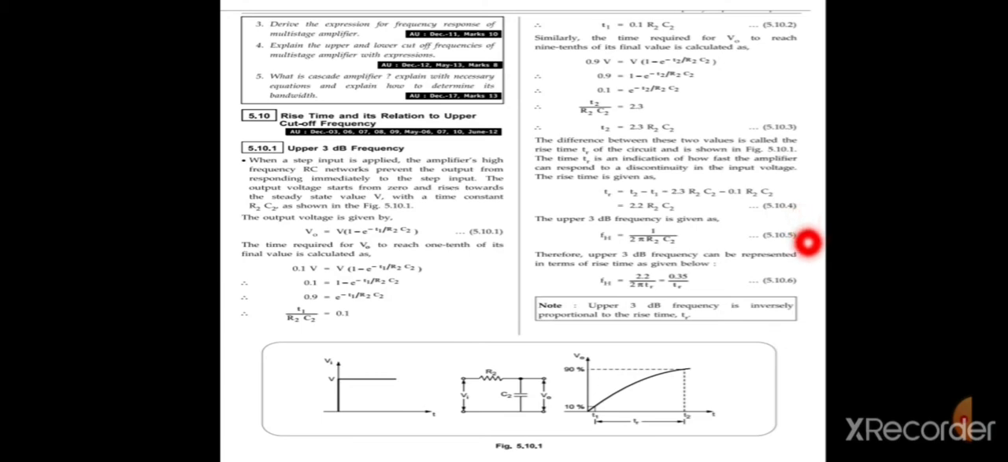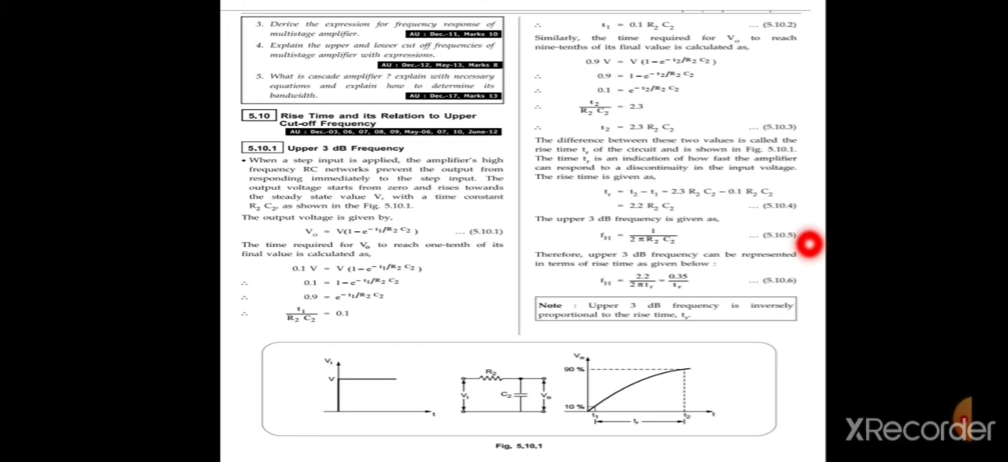minus T1 by R2 C2. The time required for V0 to reach 1/10 of its final value is calculated as 0.1 V equal to V into 1 minus e power minus T1 by R2 C2. So 0.1 equal to 1 minus e power minus T1 by R2 C2, 0.9 equal to e power minus T1 by R2 C2, T1 by R2 C2 equal to 0.1. The final equation we got is T1 equal to 0.1 into R2 C2.